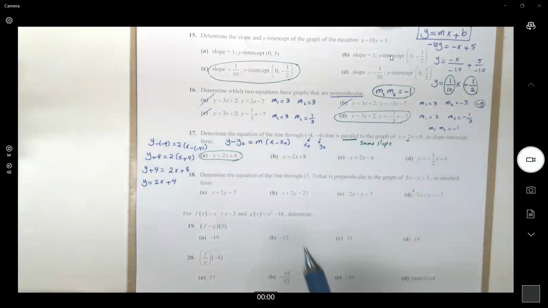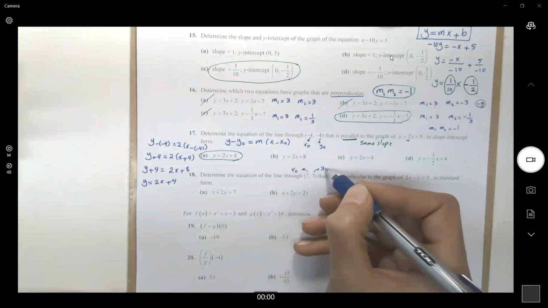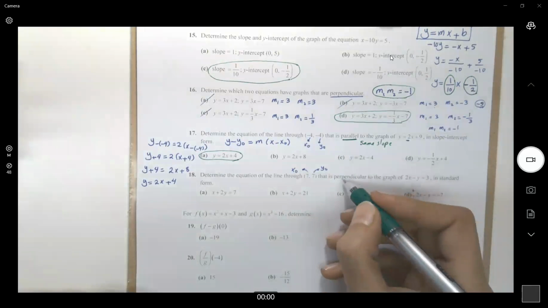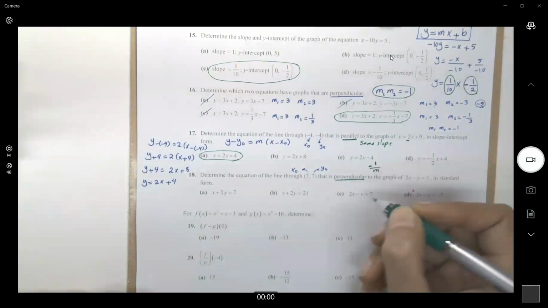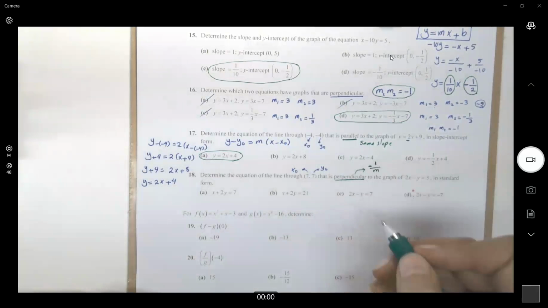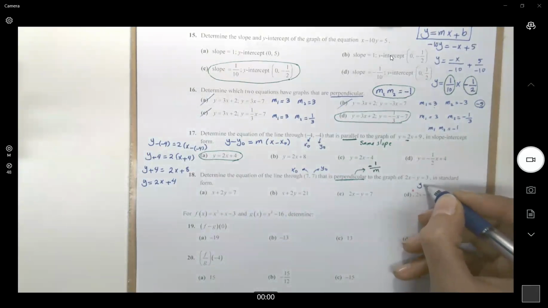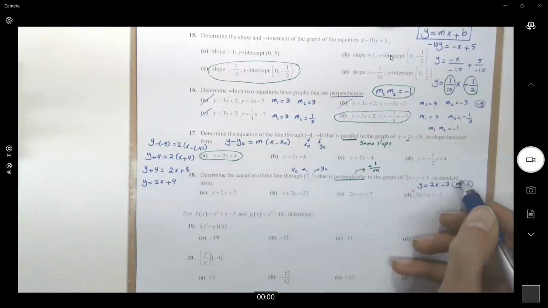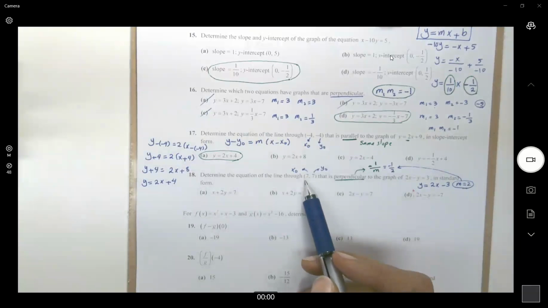Question 18. Determine the equation of the line passing through x sub 0, y sub 0, that is perpendicular to this graph. Perpendicular to this graph means that the slope is the negative reciprocal. That's the meaning of that, negative reciprocal. So what's the slope of this line? This line is y equals 2x minus 3 and the slope is 2. So plug that in here, you get negative a half. This is the slope of this line.